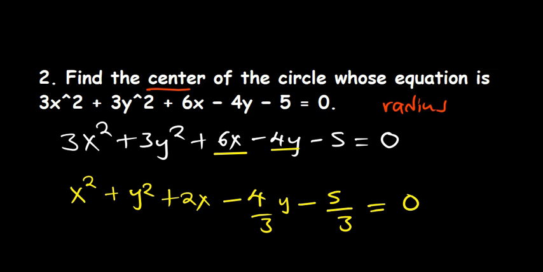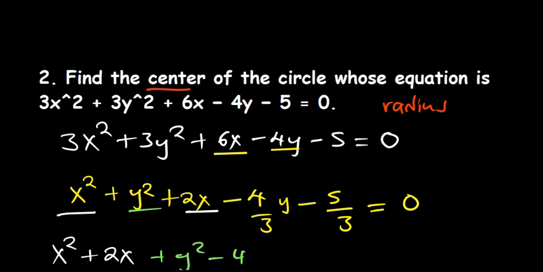On the next step, what should we do? We need to collect the like terms. I'll begin with x squared. So we have x squared plus 2x, and then we'll move to the other part, that is now y squared minus 4 over 3y. The constant can be on the other side.